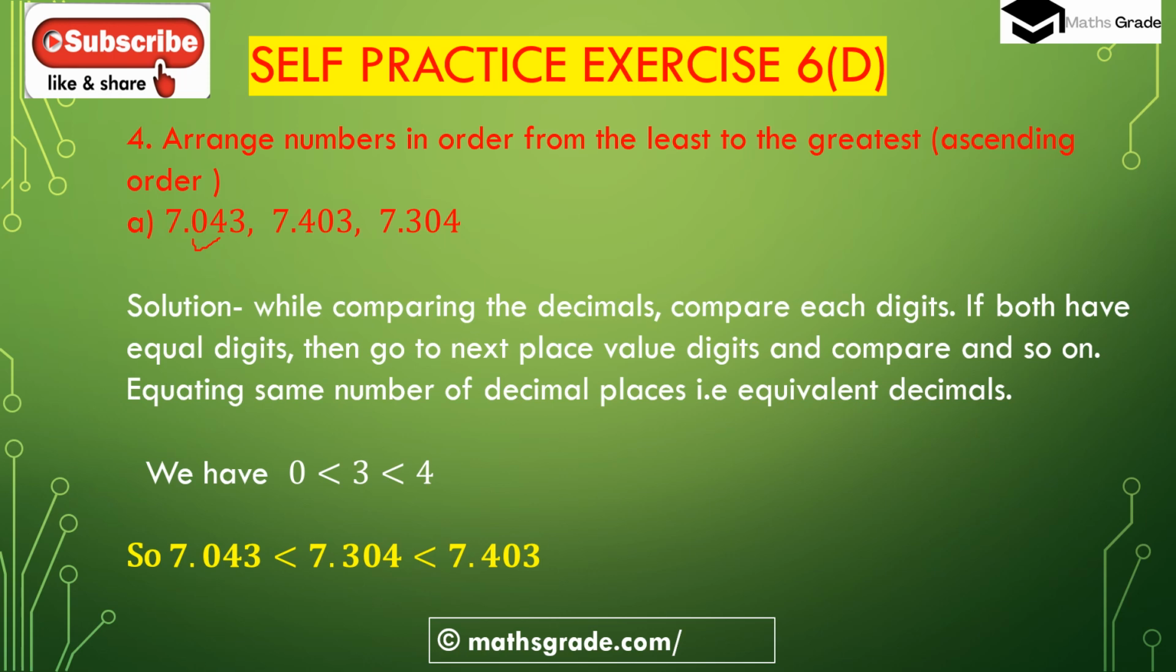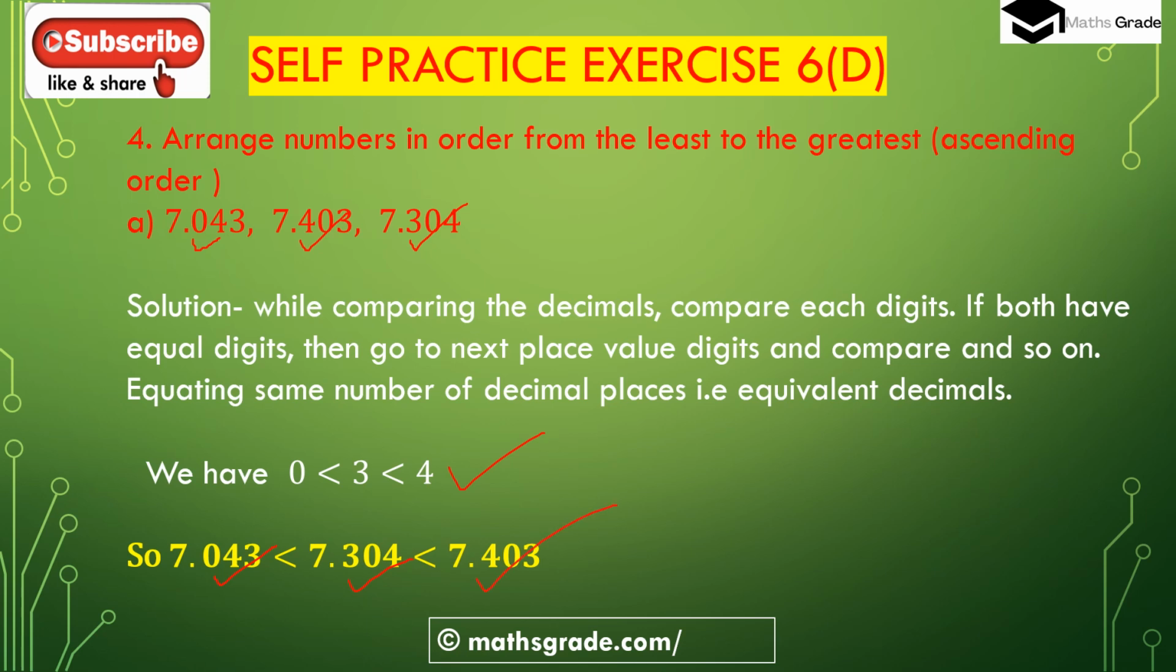In 7.403, after the decimal point, in the fractional part, 4 is there, and in 7.304, after the decimal point, the digit 3 is there. We know 0 is less than 3, which is less than 4. So we have 7.043 is less than 7.304 is less than 7.403.